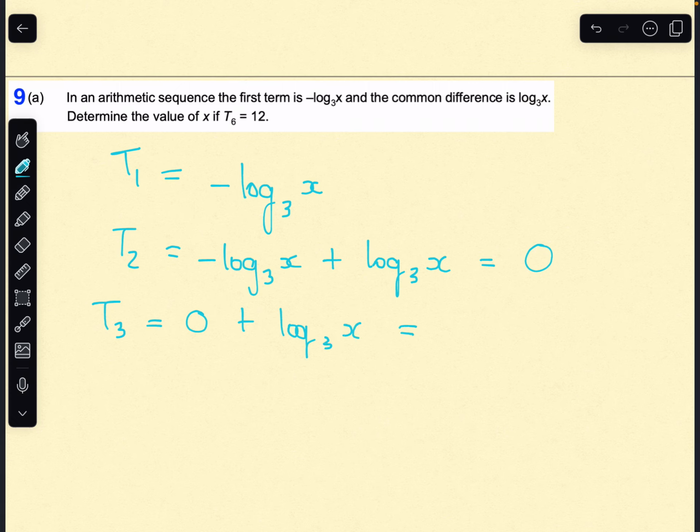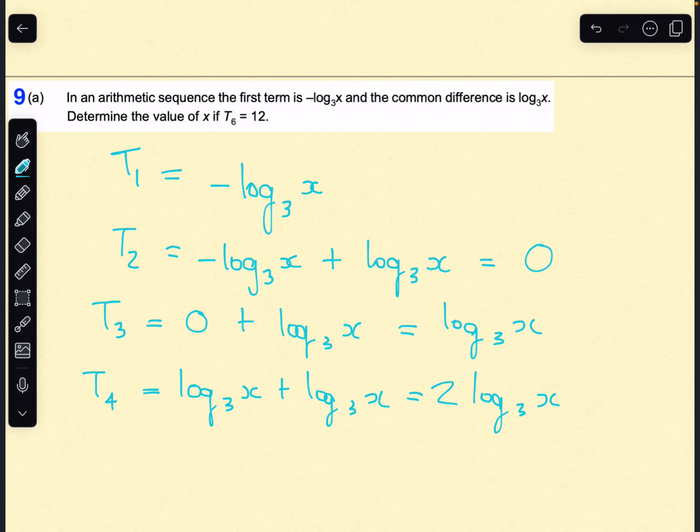I don't know why I'm doing this, but I'm just getting a feel for the sequence because it is immediately very strange to me. So term 4 will be term 3 plus the common difference. So that is going to be 2 log base 3 of x. And then term 5 will be term 4 plus the common difference. And so it goes.